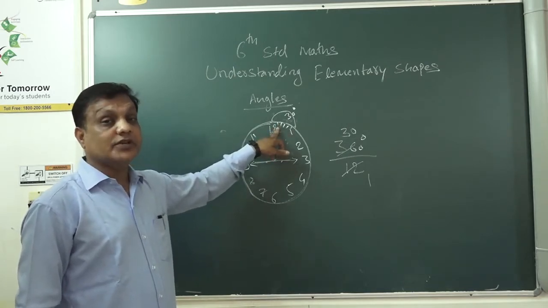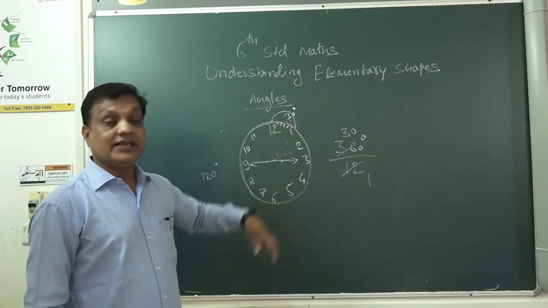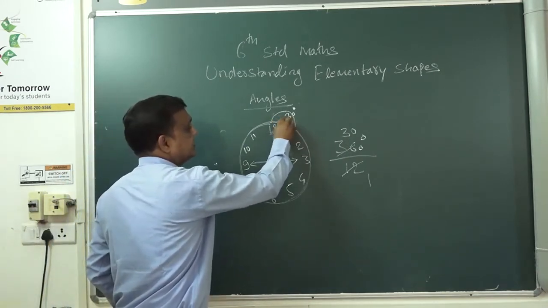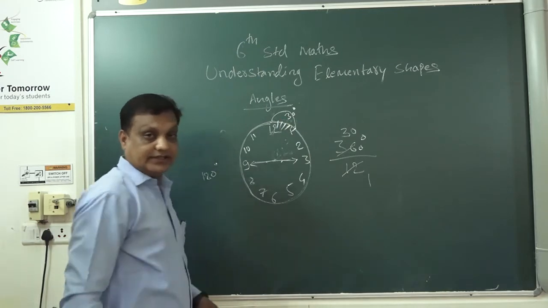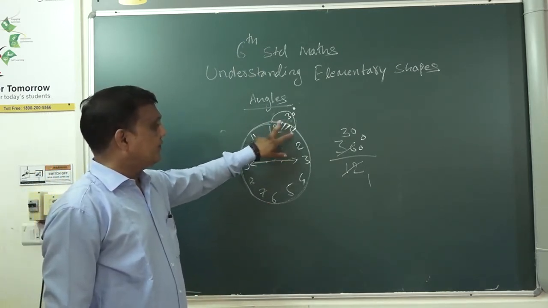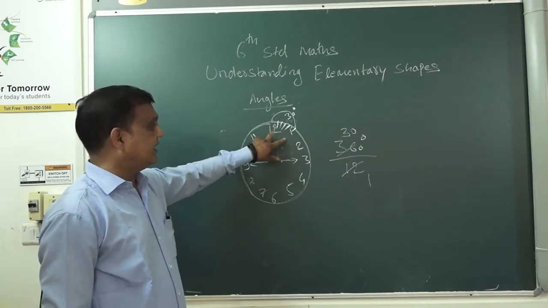So each line is how much then? 30 divided by 5, 6. So each line indicates 6 degrees. 6 degrees, 6 degrees, 6 degrees, 6 degrees, 6 degrees. Understand? Between two numbers, the degree is how much?